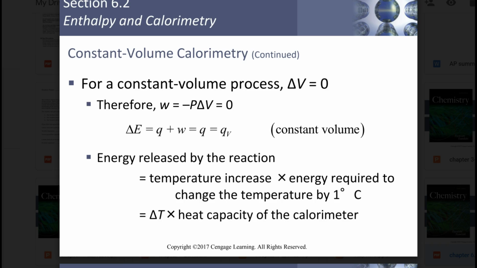So then energy is released by the reaction. That's the temperature increase times the energy required to change the temperature. So it's delta T times heat capacity of the calorimeter, when you're only dealing with a calorimeter that is constant volume. So, a bomb calorimeter, not the regular calorimeters that we use, which are the coffee cup calorimeters. So is that a constant? No. Constant volume means that when you carry out the reaction, volume doesn't change because it's all in a closed chamber. To find the heat capacity, how would you find it in the equation?